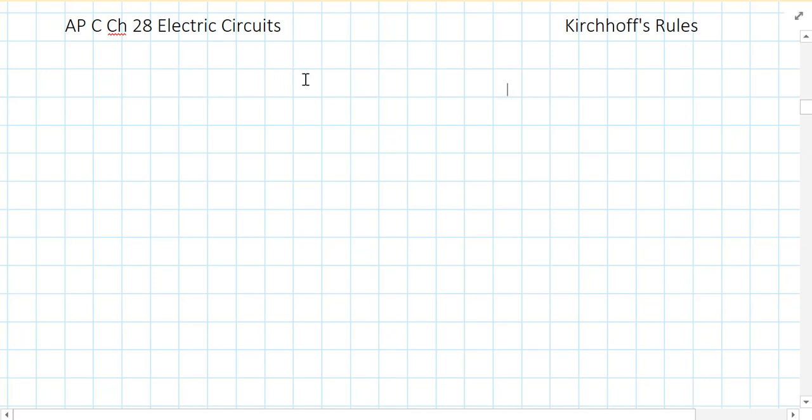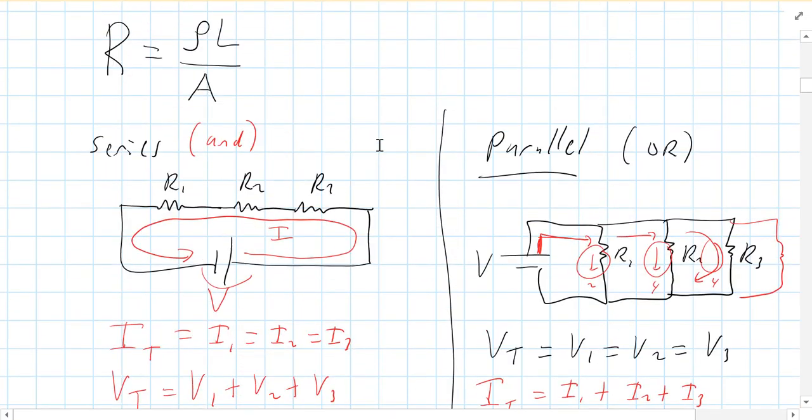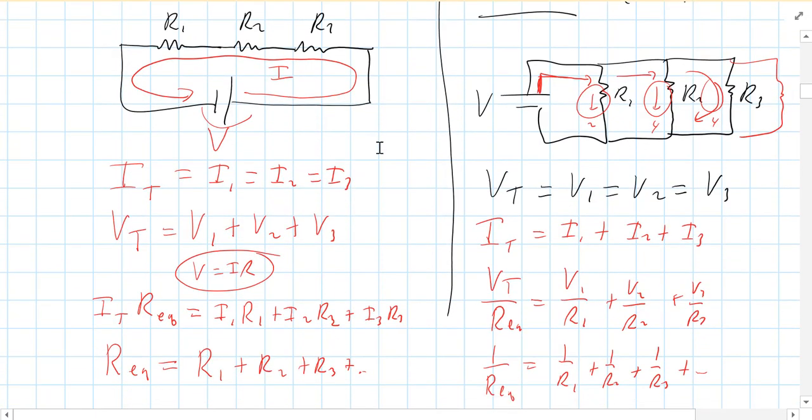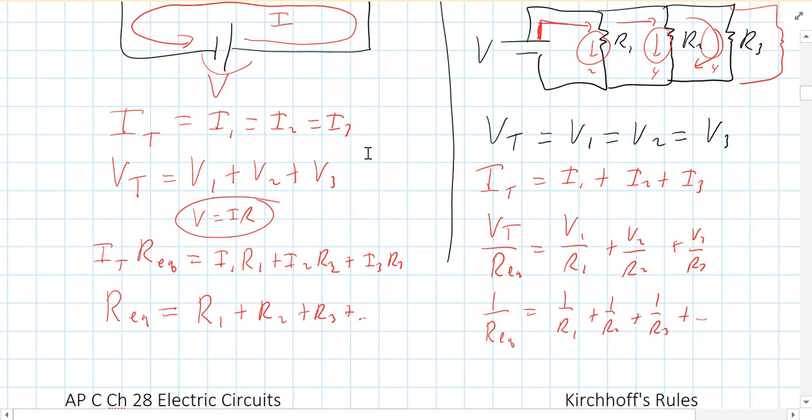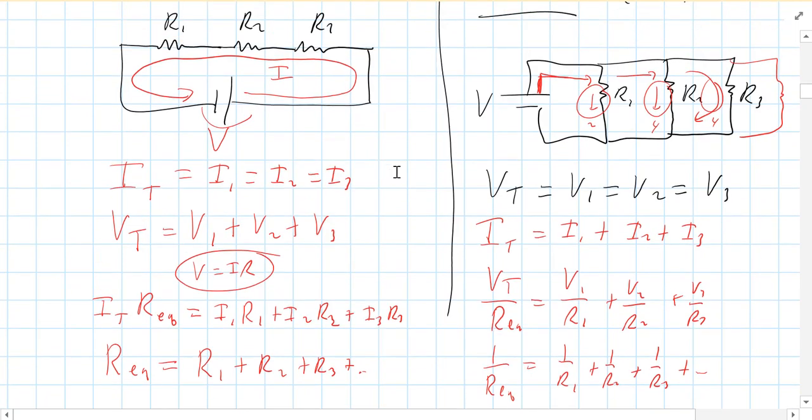So we talked in the last discussion about series and parallel and the properties of series and parallel resistors or parts of a circuit. If things are in series, it's an "and." The current will be the same everywhere because the current has to flow through. The voltages will add up, okay, and the resistors add up.